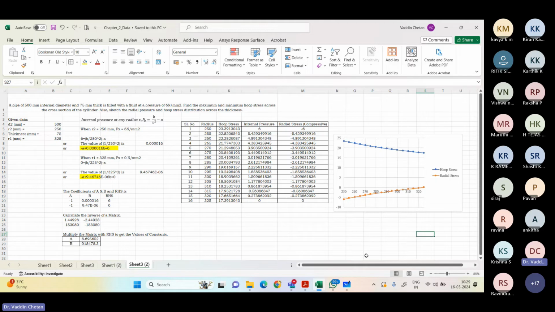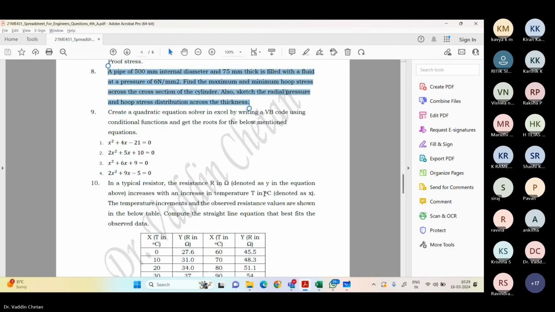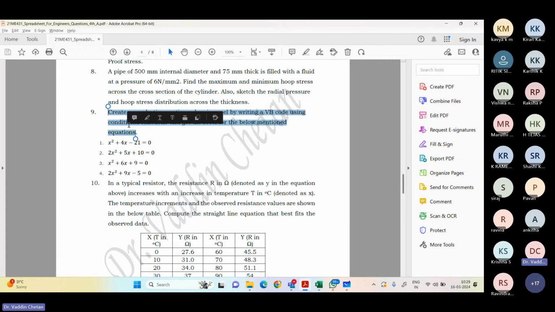Because now I will go on explaining you. So it took some time for me, right? If not, right? If not, I would have done it within 5 to 10 minutes max, right? So now let me move on to the next. So now it is a quadratic equation. It's very simple.